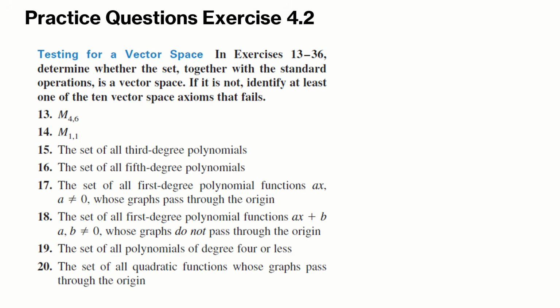Then in question 13 to 36, you have to check whether the following sets are forming a vector space or not. If not, then you have to tell at least one axiom which is not satisfied. Right? So the question 13, we are saying M46. The M46, it is the set of all matrices of order 4 cross 6. So it is a vector space. Okay, with a standard operation, it is a vector space.